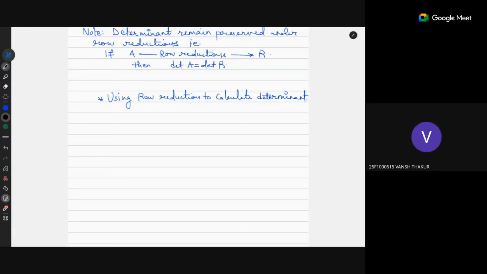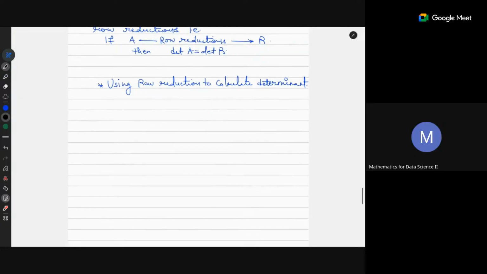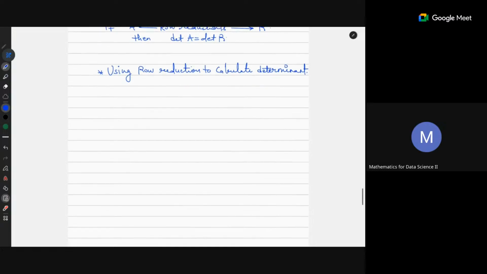Sir, can you explain the Gaussian elimination method once again, please? Yeah, I will come to that. Let me just finish with this. We'll use row reduction to calculate the determinant. So let me take an example. Okay, that will be good. So let's consider this example.